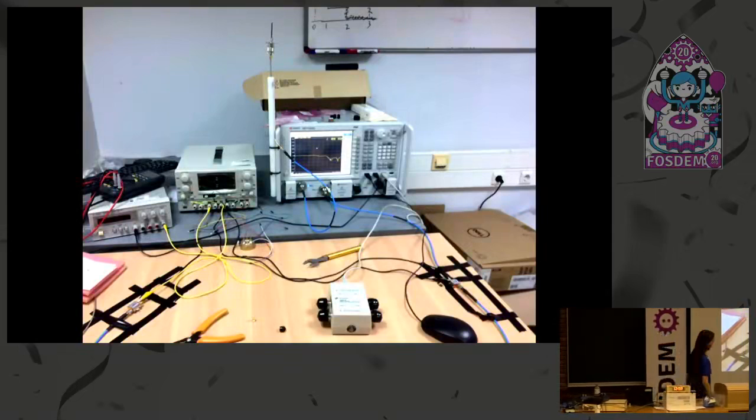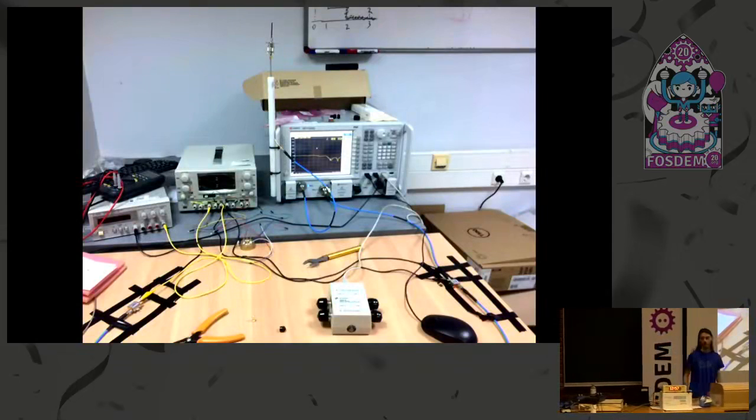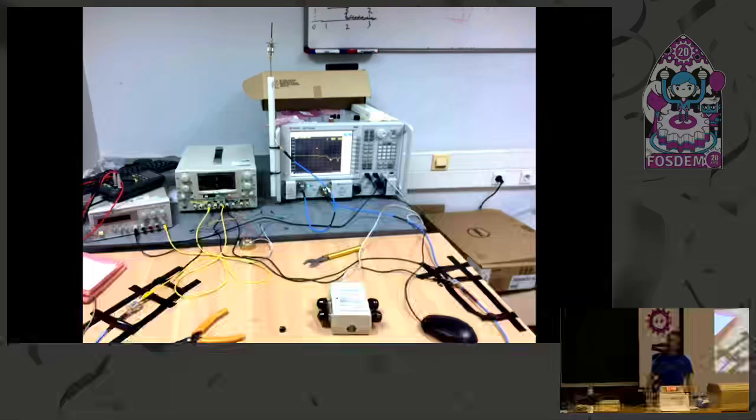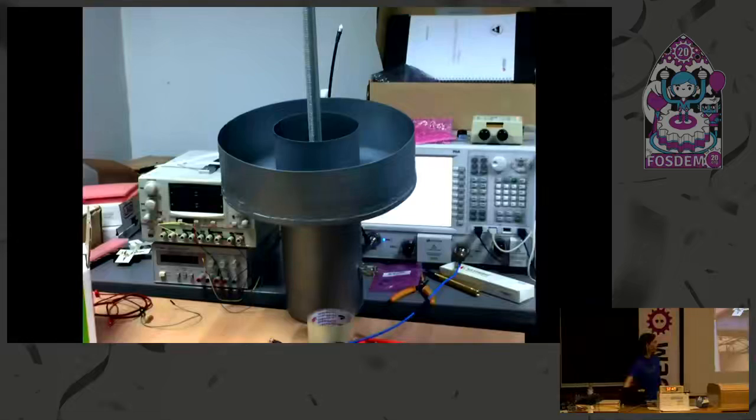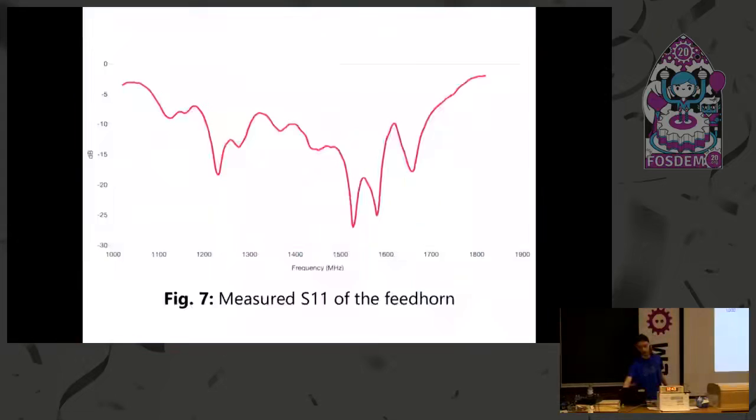This is the telecommunication systems laboratory of the Department of Digital Systems at the University of Piraeus. We got the graphs and everything. This is S11 of the monopole for those familiar with RF systems. And of course, we measured the entire feed horn, which made the monopole a bit more wideband.